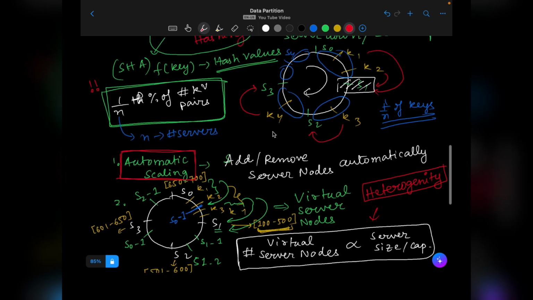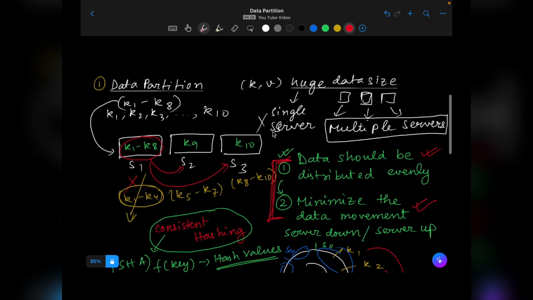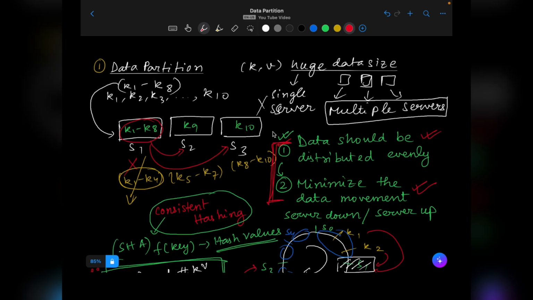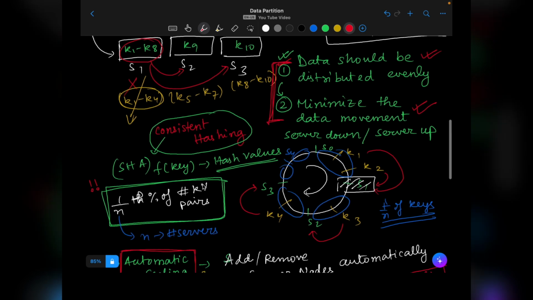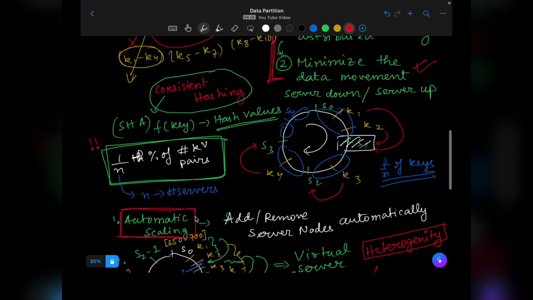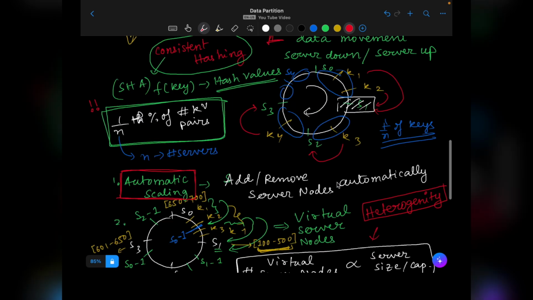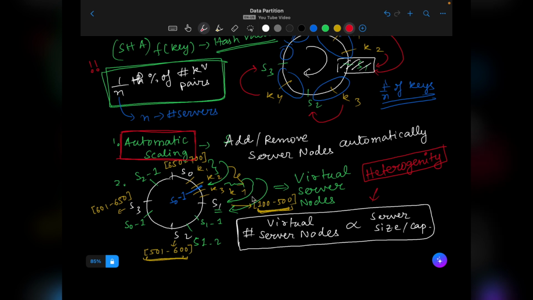So now we have achieved data partitioning. The data should be evenly distributed, and the amount of data movement should be minimized. For this, we use consistent hashing. Consistent hashing uses a hash ring and distributes the data evenly among the servers. Even if a server is down or we add a server, the data movement is minimal, and this value is 1/n of the key value pairs. We can achieve automatic scaling using consistent hashing, the hash ring, and the virtual server node concept, which handles the case whenever a large number of keys are mapped to a single server.